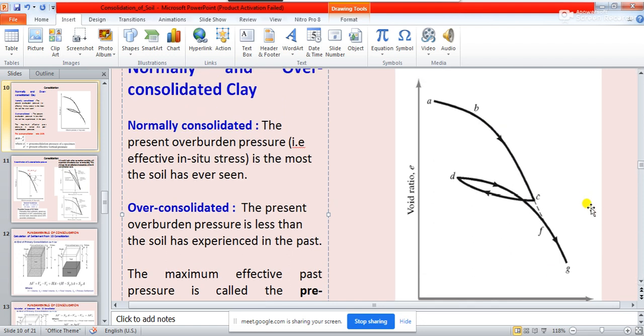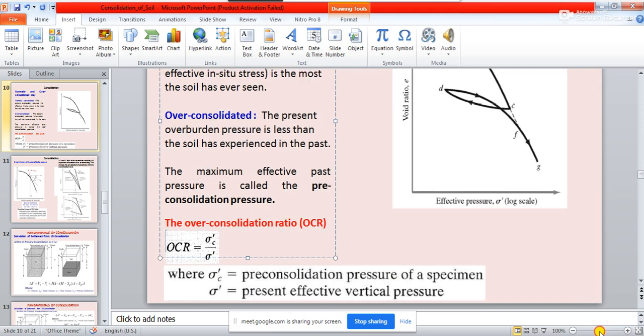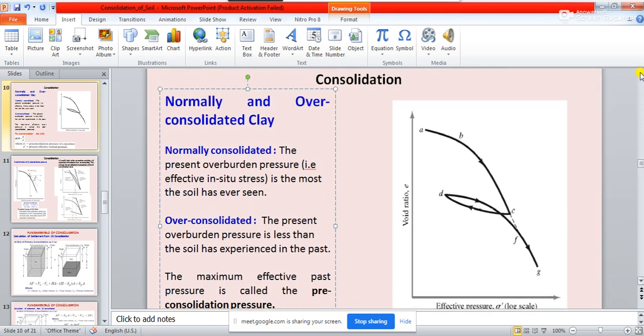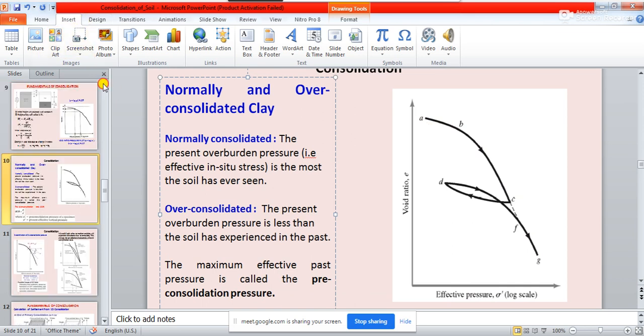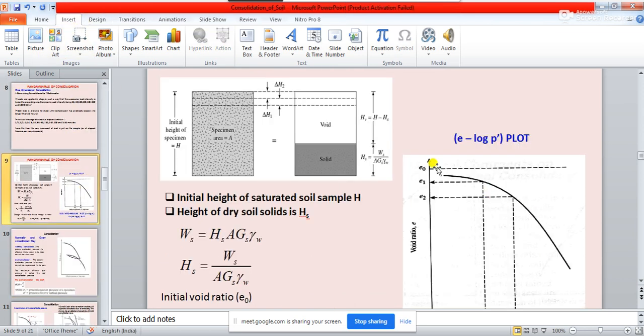Now you see the type of change you will observe in an over consolidated soil for the e-log-p graph. In case of normally consolidated clay, the graph was directly coming down like this. If you see the normally consolidated clay graph, it is coming down like this, and then we take a tangent, and from that we should be able to calculate the value of Cc.